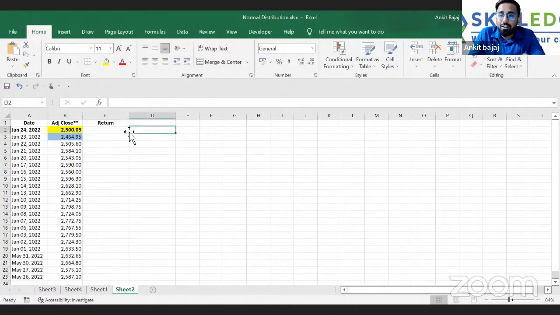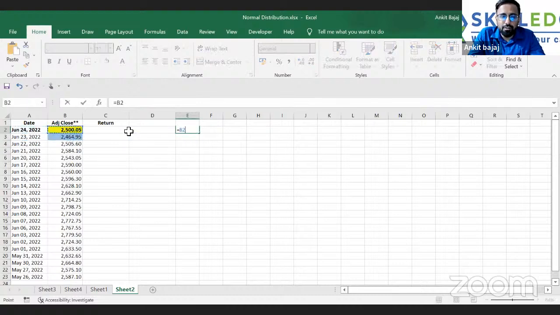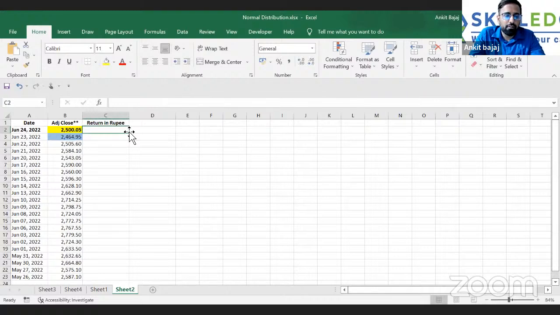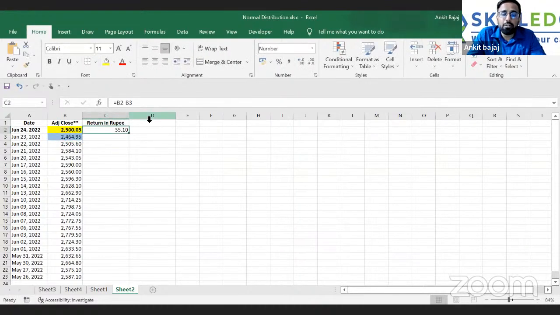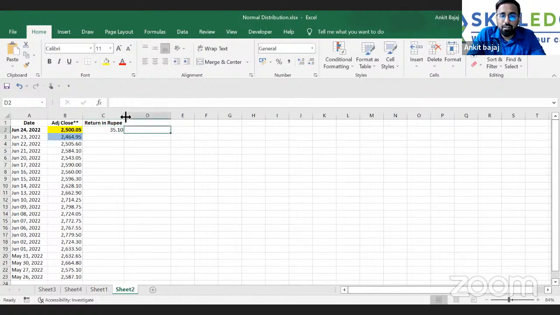Now if I ask you how much return you have generated in rupees, I will write down return in rupees, so you will be able to understand better. You invested 2,464, and the current price is 2,500, right? So if you are selling the share today, you will be getting 2,500, and you have invested 2,464. So the return in rupees is 35 rupees, right? If you have purchased 1 share, you have generated 35 rupees.